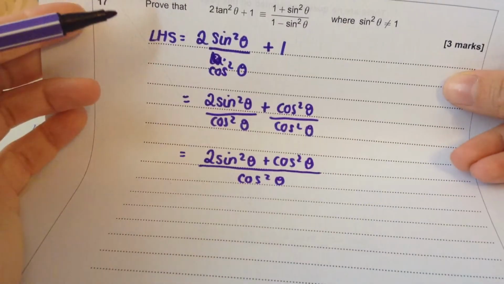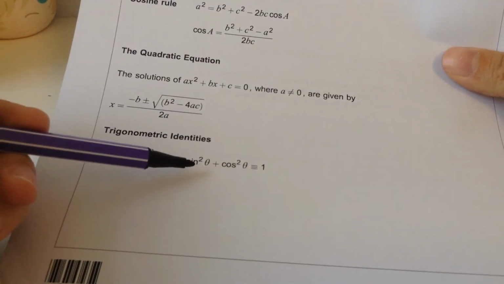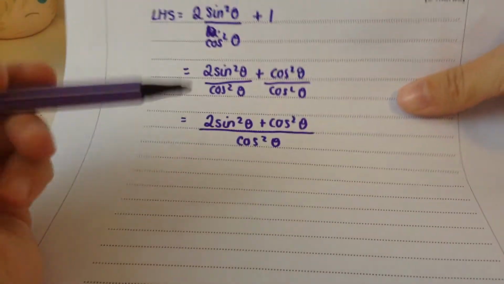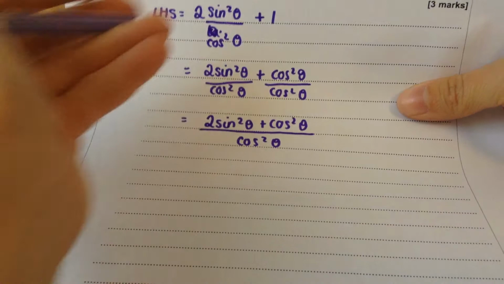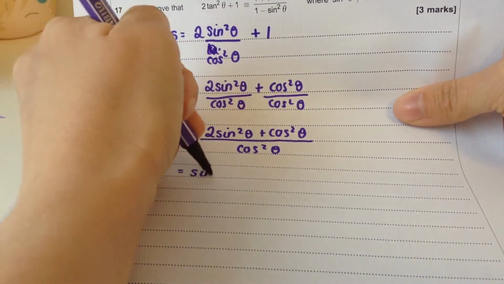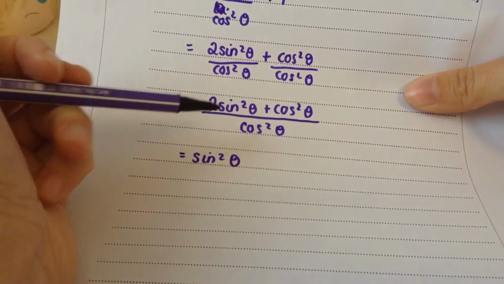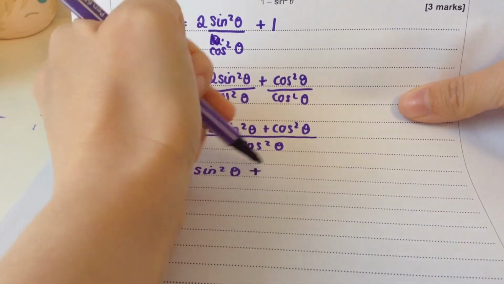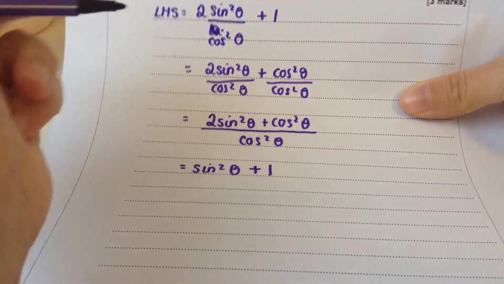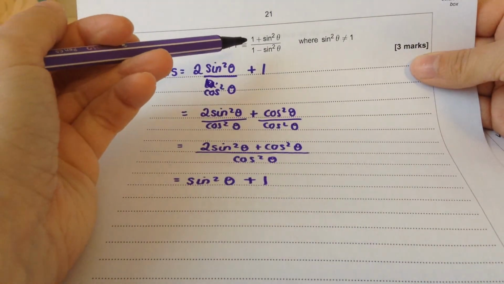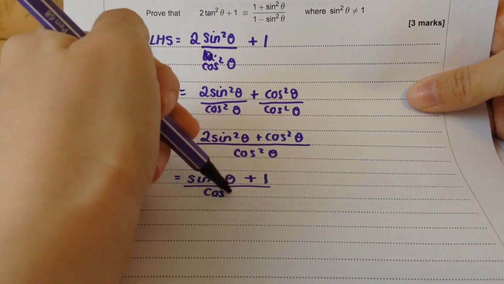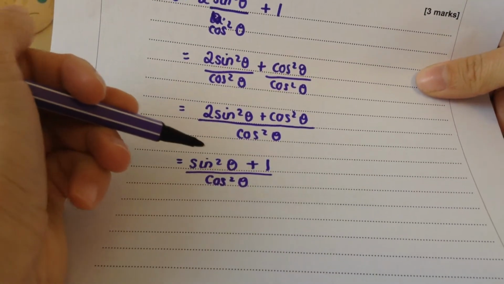Okay, now do you remember here, sine squared plus cos squared equals 1? Now on the top I've got 2 sine squared plus cos squared, so I've got a spare sine squared, but one of the sine squareds plus that cos squared is going to equal 1, so I'm going to change that into 1, which is good because we've got the numerator already, so we're almost there.